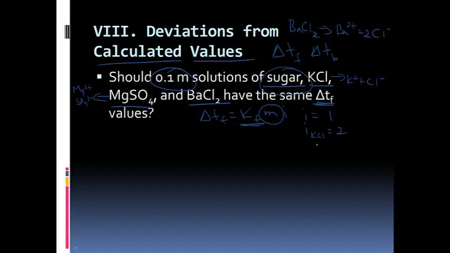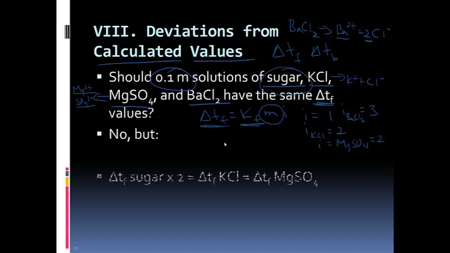So I for MgSO4, you get 1 Mg2 plus and 1 SO4 2 minus, so that should also be equal to 2. And I for the BaCl2 is going to come out to be 1 plus those 2, so it comes out to be 3. So should the delta TF be the same? No. But if you want to compare the delta TFs, for the KCl, it should be twice as big as the sugar, because I is 2 for KCl and only 1 for the sugar.